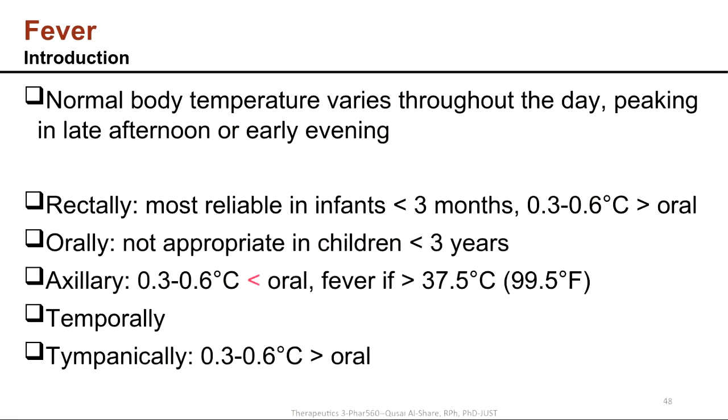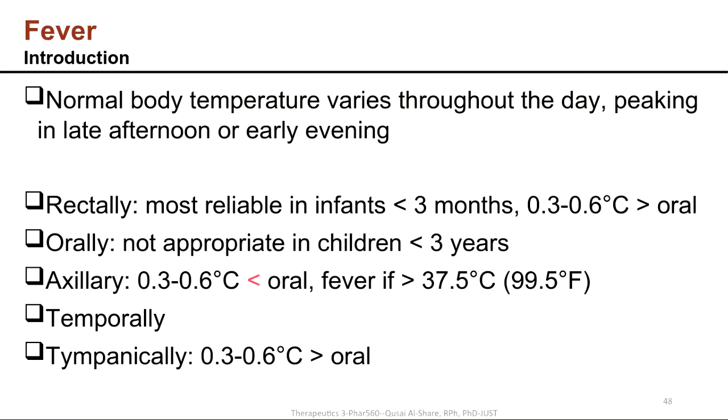The temperature over there, we need to check what is the normal range for each one, or the normal reading. Typically in the rectal, it's 0.3 to 0.6 degrees Celsius more than the oral. So again, we have to determine which method we are following, then the corresponding reading for each route. If you take it orally, it's not appropriate for children below 3 years because they are not cooperative. You need to stick the thermometer inside their mouth. They can't close their mouth on the thermometer, or there is some hazard with that.